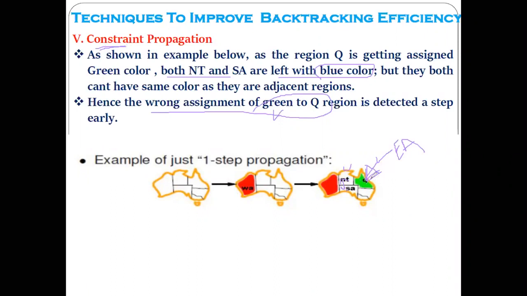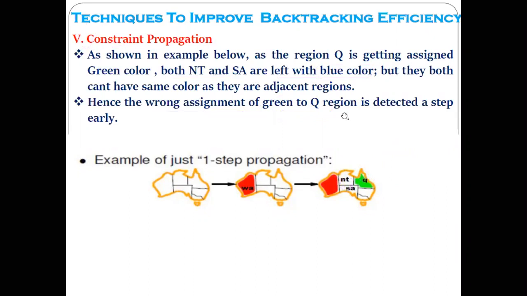And now we will backtrack from this region only. Yes or no? Are you getting my point? Instead of backtracking from this region, we will backtrack from this region only. Correct? So because of that, definitely the number of backtracks will get reduced. So that is nothing but the constraint propagation technique. Understood the fifth technique?